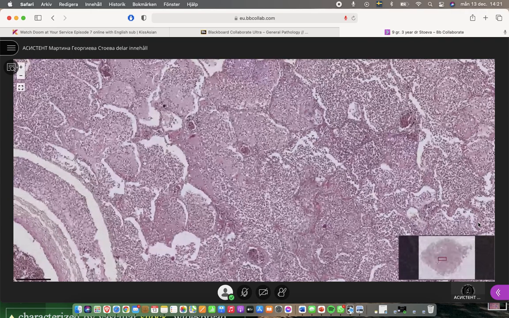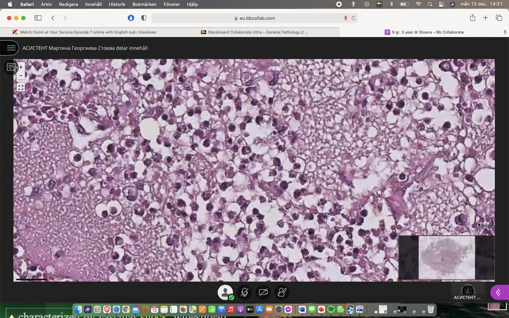On our slide, we have the stage of gray hepatization, which is characterized by the fact that there are more neutrophils than erythrocytes, in contrast to the previous stage, red hepatization, where the erythrocytes are the predominant cells.